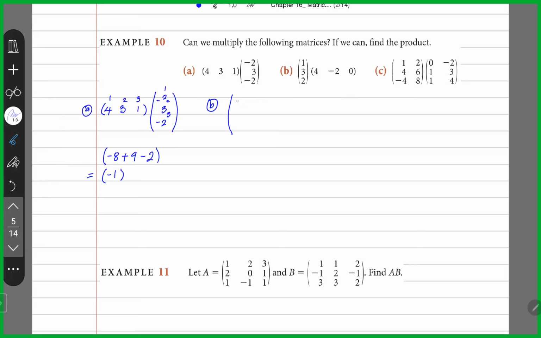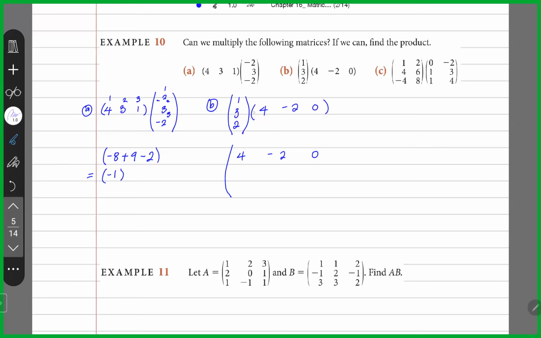We have 1, 3, 2 multiplied by 4, -2, 0. All right, so we're going to multiply a row by a column. Every time we multiply a row by a column, we get an element in the answer. So the first row, which has only one element, we multiply 1 by 4, we get 4. First row, second column, 1 by -2, we get -2. First row, third column, 1 by 0, we get 0.